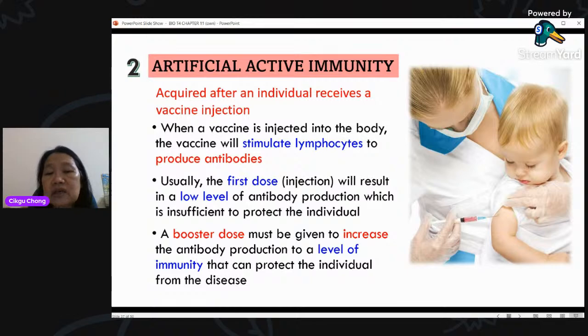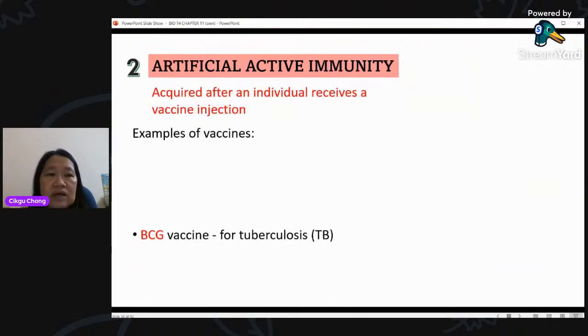A booster dose must usually be given. Very rarely do you have a vaccine which needs only one injection. Most of them require 2 or 3 doses. So a booster dose must be given to increase the antibody production to a level of immunity that can protect the individual from a disease. When you answer the question, you have to write it this way to get the marks. You cannot just write any way you want without the keyword. It has to be a certain concentration of the antibody in the blood before you're considered protected.